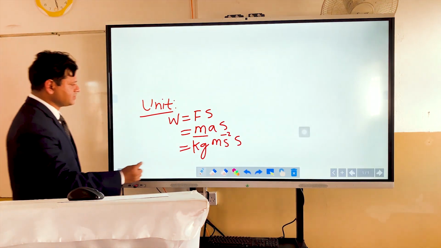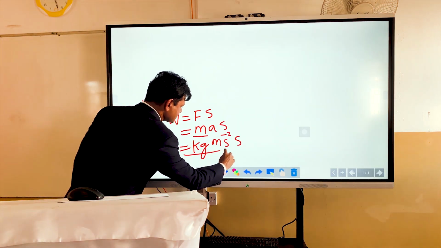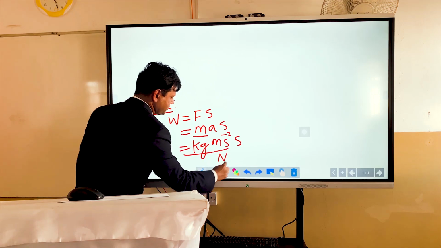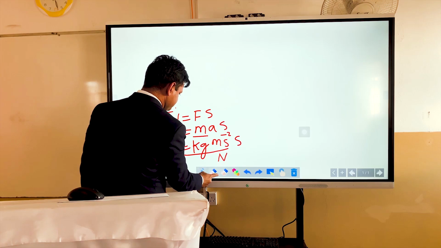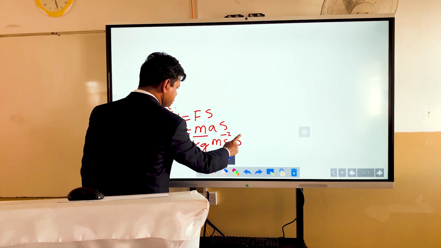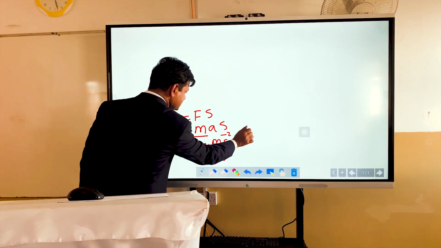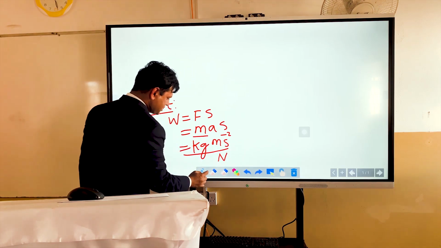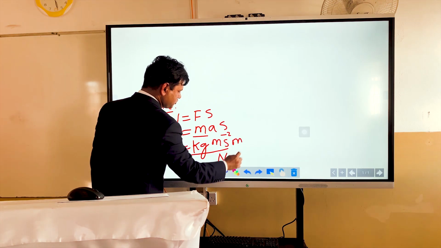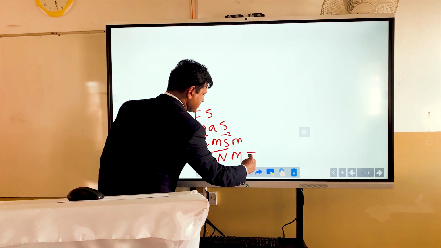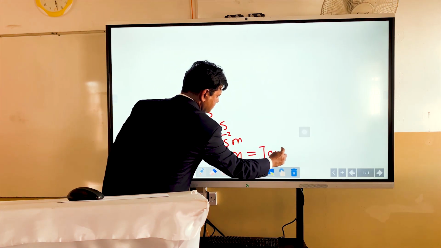Okay? And this kg meter per second square is also called Newton. Which one? Newton. Here displacement is which one? Meter. So displacement is meter. It will be here meter. Is it okay? So it must be Newton meter, and this Newton meter is called Joule.